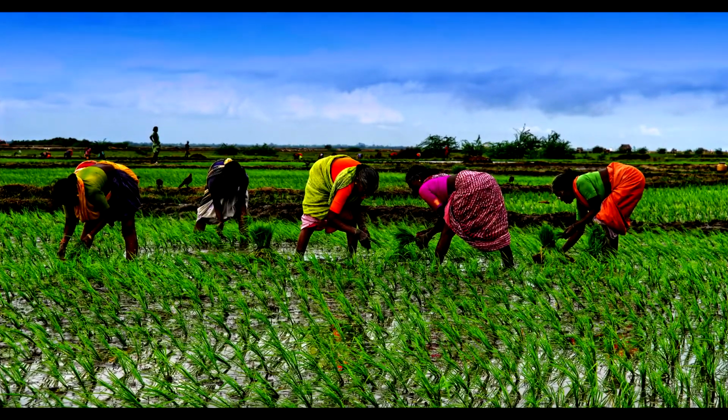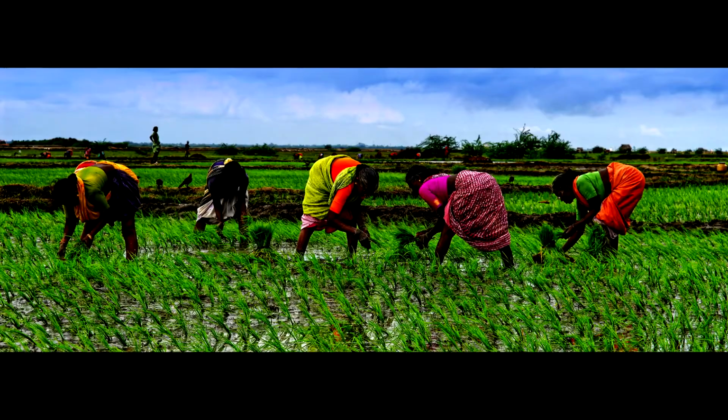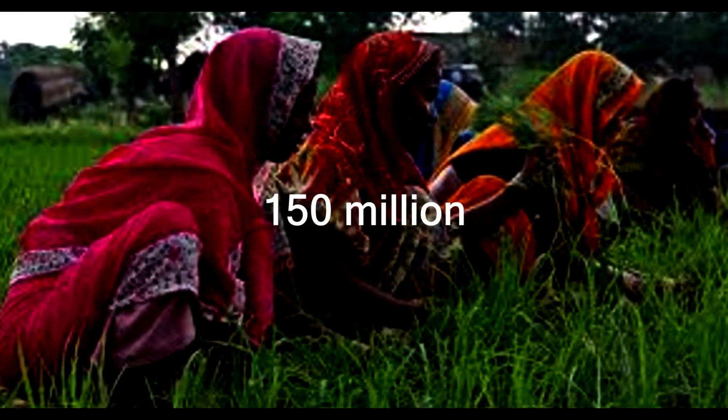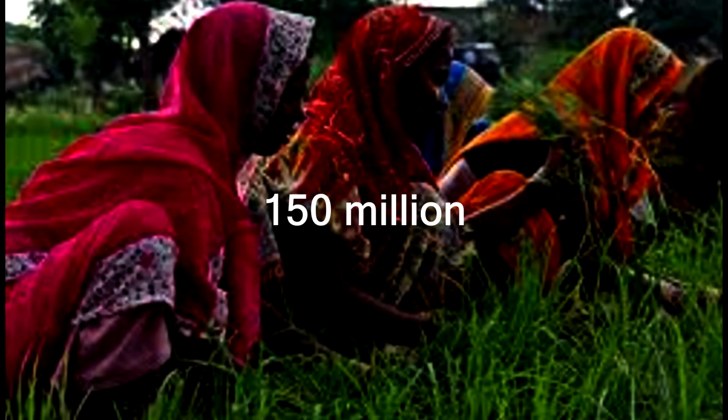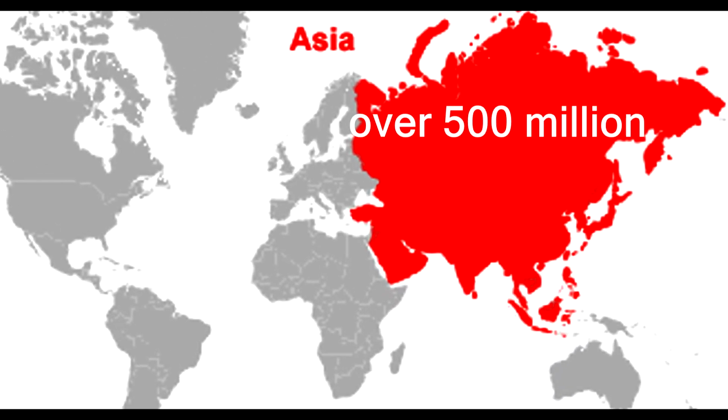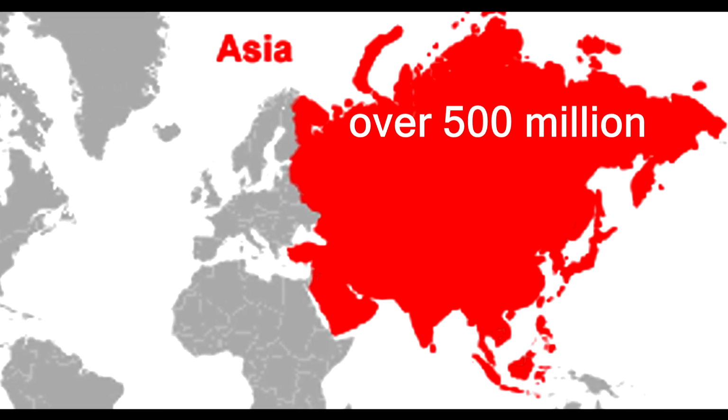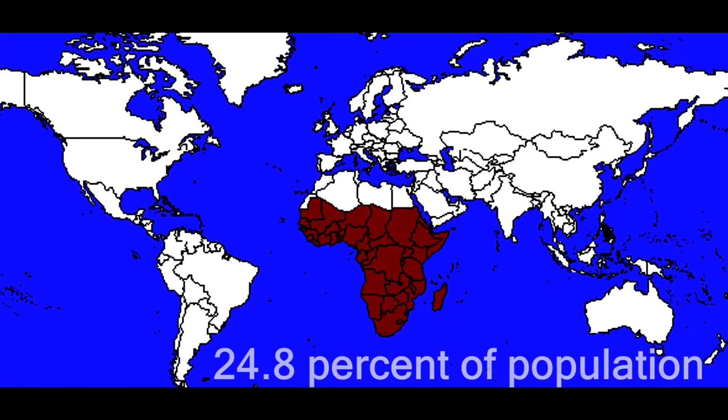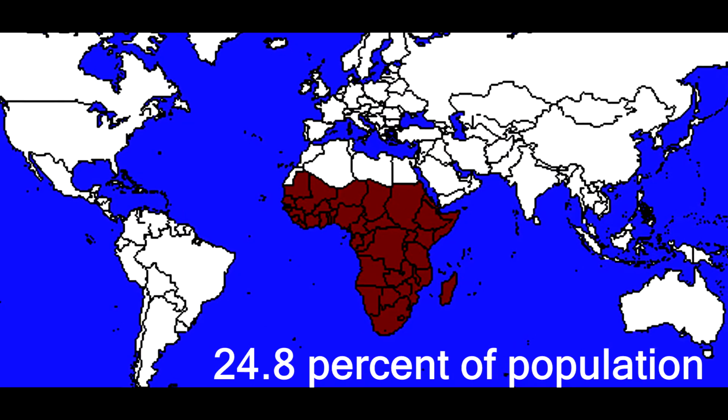If women farmers had the same access to resources as men, the number of hungry people in the world could be reduced by up to 150 million. Asia has the largest number of hungry people, over 500 million, but Sub-Saharan Africa has the highest prevalence, 24.8% of the population.